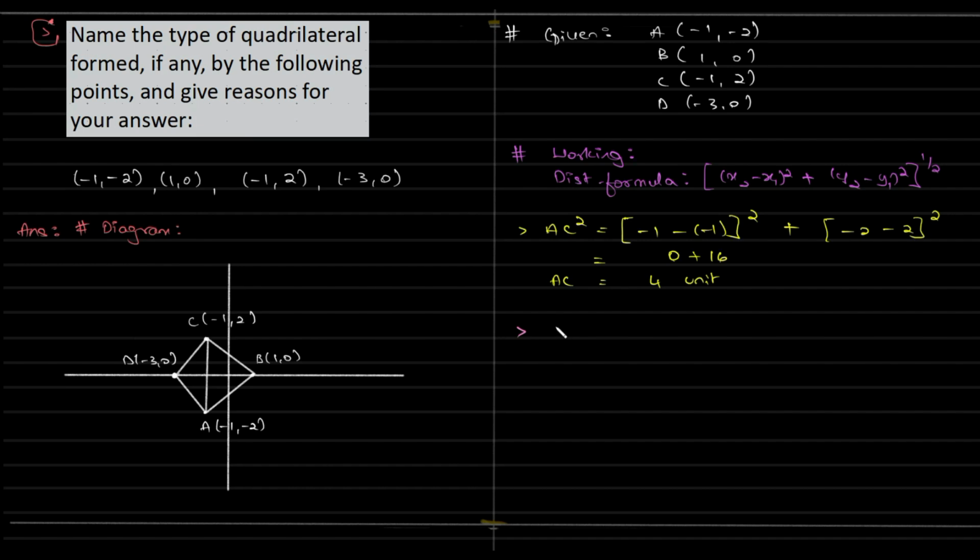So next is BD. We're looking at -3 minus 1, the whole square, plus 0 minus 0, 0 square. If you write it or not, doesn't matter. So you'll get 16 over here, and BD will be equal to square root of that. So that is 4 units. Good. We found the diagonals to be equal. So the probability that it is a square, if not a rectangle, is 100% now.